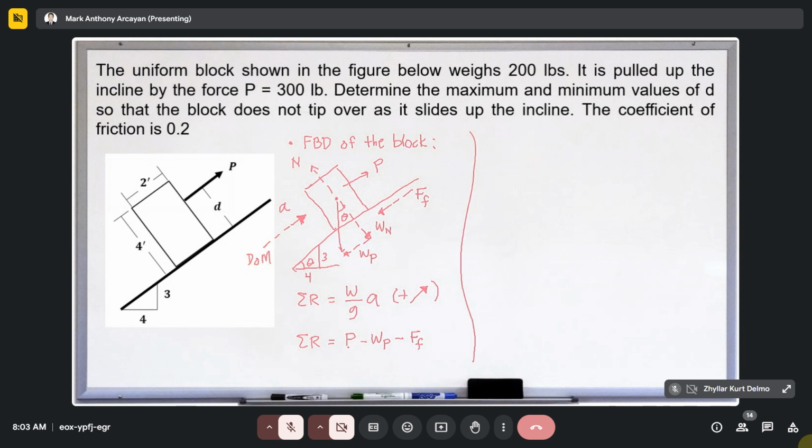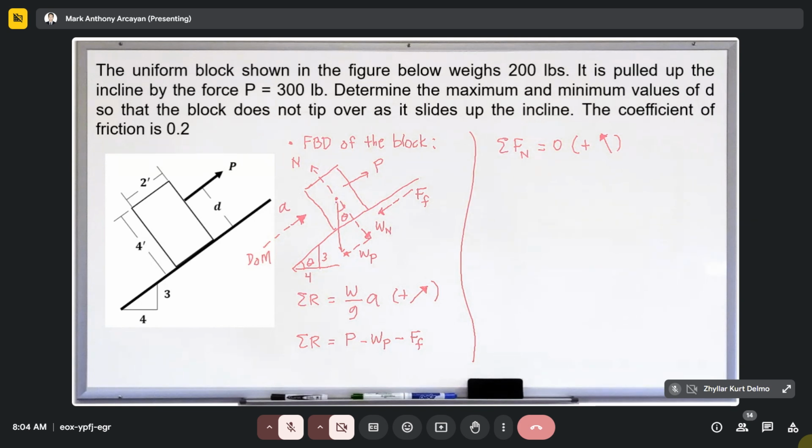Okay, the force P was already given, that's 200 pounds. The parallel component of the weight can also be determined. For the frictional force, we need to take summation of forces along the normal axis of our inclined plane. So summation of forces along the normal axis is equal to 0. The reason why it's 0 is because we don't have any motion normal to the inclined plane. Positive if it is in this direction.